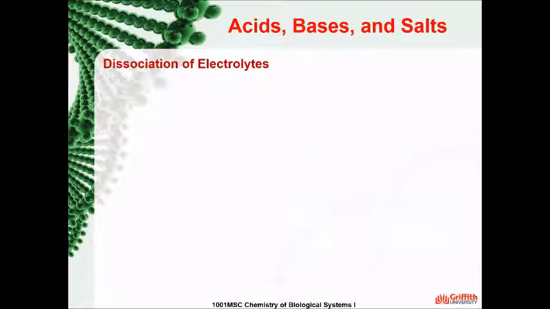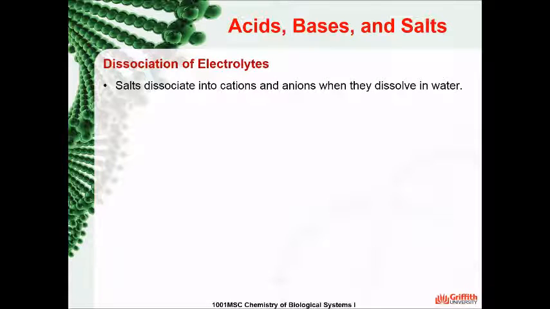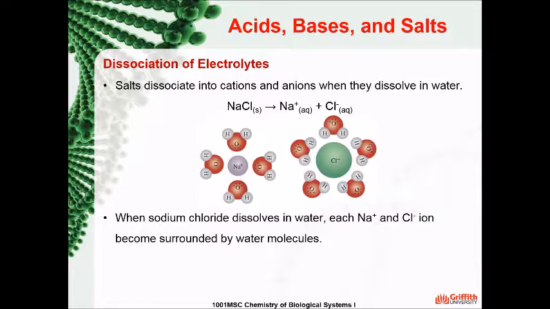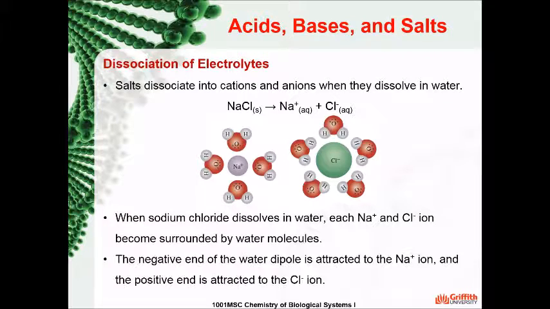Salts dissociate into cations and anions when they dissolve in water. For example, sodium chloride dissociates into the sodium cation and a chloride anion. When sodium chloride dissolves in water, each Na+ and Cl- ion becomes surrounded by water molecules. The negative end of the water dipole is attracted to the sodium ion, and the positive end is attracted to the chloride ion.